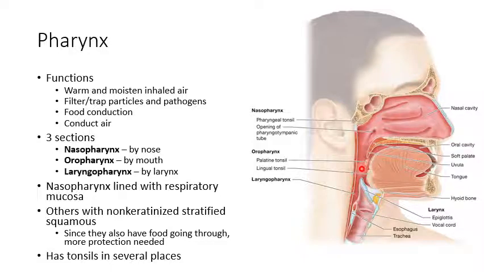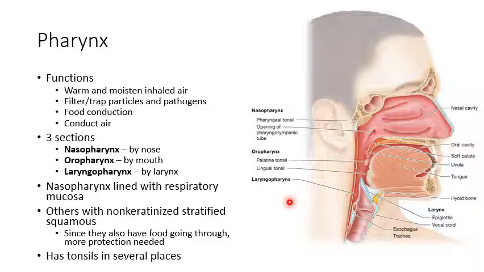So the oropharynx and the laryngopharynx are not coated with respiratory mucosa because you have food going through there. Since respiratory mucosa is pseudostratified columnar epithelium, it really isn't very thick and it's not very strong. It doesn't give good protection. Wherever you have food moving through, you need a bit more protection from the hard edges that might be there. So the oropharynx and laryngopharynx are lined with non-keratinized stratified squamous epithelium instead. And their job would be, in addition to all the other things, conducting food.